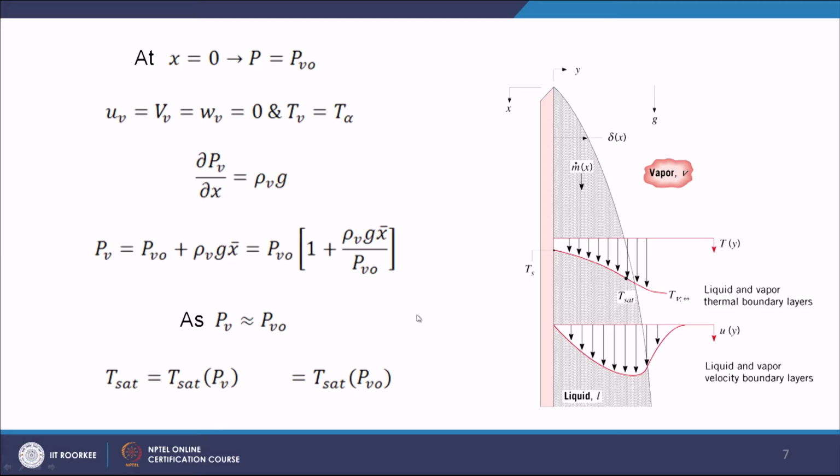We can write the corresponding saturation temperature Tsat, which is the saturation temperature corresponding to PV, and that is once again equivalent to Tsat at PV naught, because PV equals PV naught, as we have just found out. And with the limiting condition of considering rho v very small, we can write Tsat equals Tsat at PV naught.